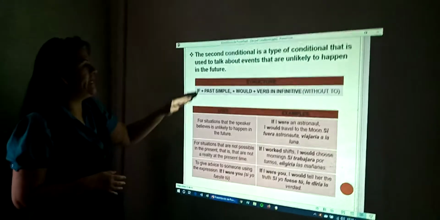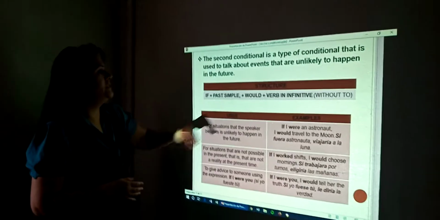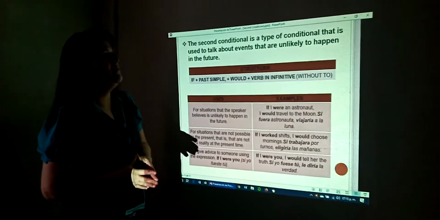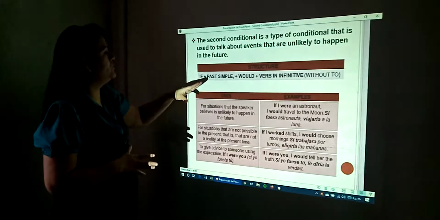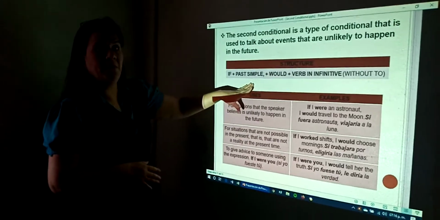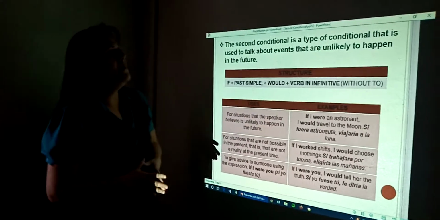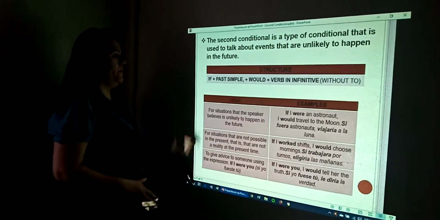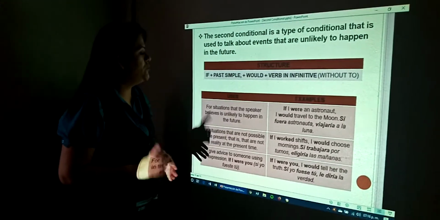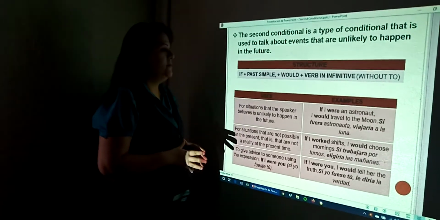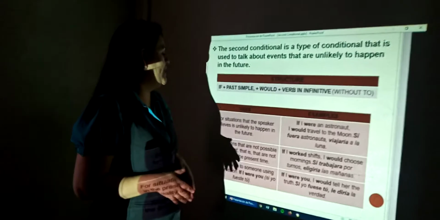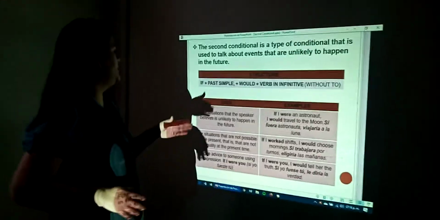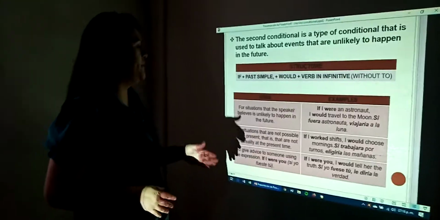The structure is: if plus past simple, plus would plus verb infinitive without to. Repeat the structure. If, past simple, would, verb infinitive without to. Use it in an example, and use it for situations that the speaker believes are unlikely to happen in the future.